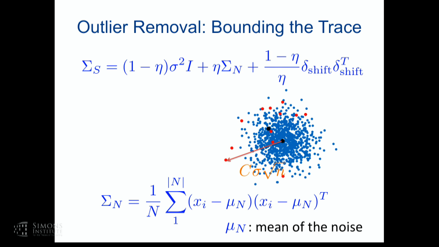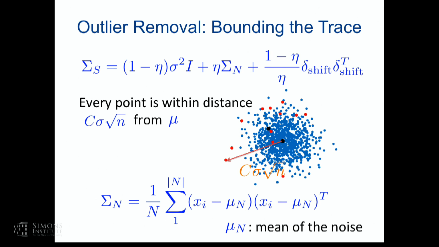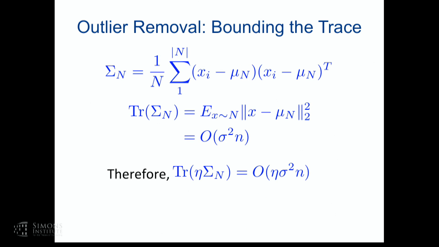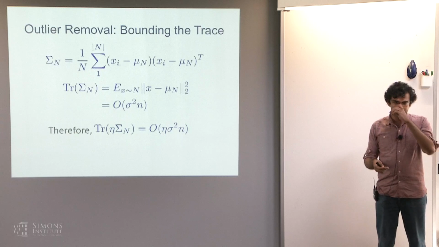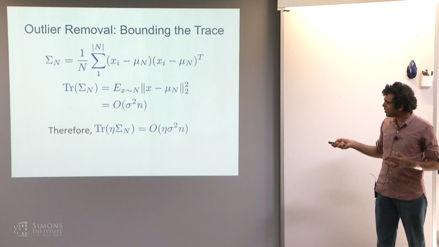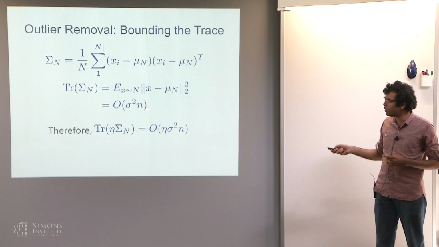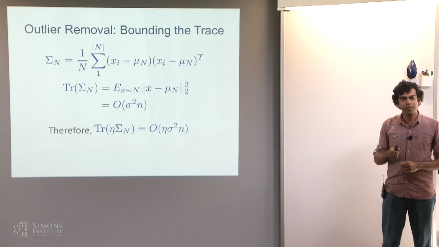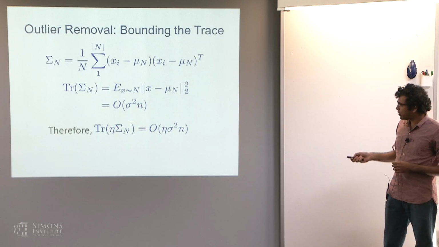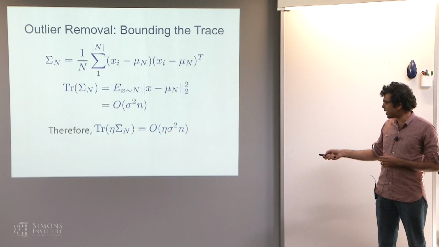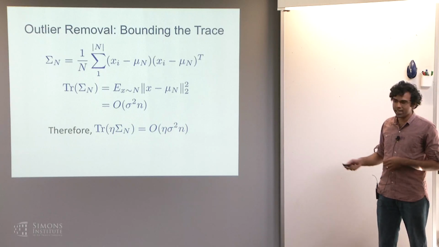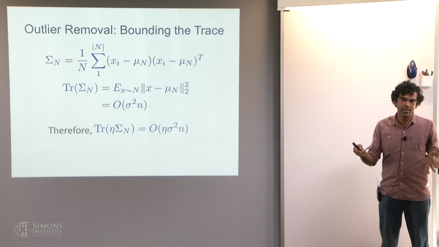So how can we control the trace? Essentially, the point is that after the outlier removal step, every point is within a distance of sigma square root n from each other. That essentially says that if you have a set of points that are all within a distance L from each other, then the trace of the covariance matrix will be L times n. Applying it to this will give us the trace of the covariance matrix sigma n, which will be just sigma square n. It's not L times n, it's just L. So we can control the trace of eta sigma n by this quantity, and the same applies for the rank 1 matrix, which is delta delta transpose.